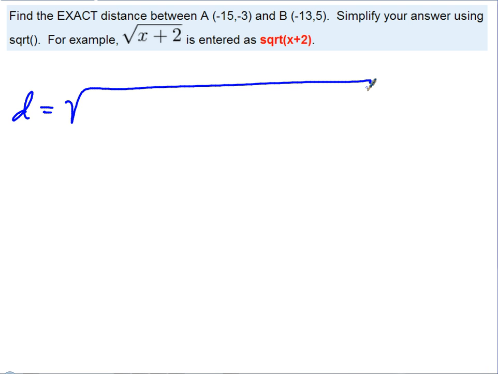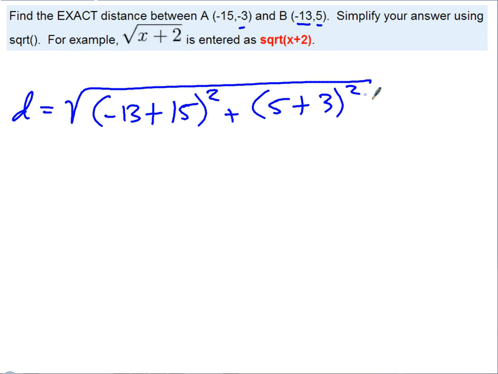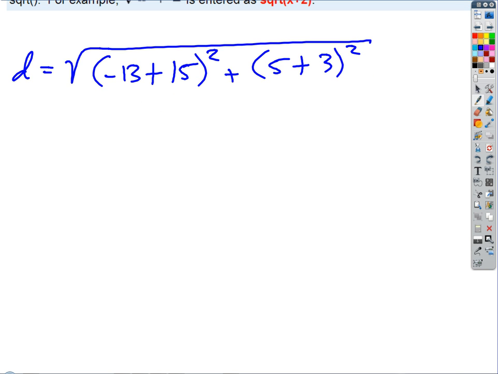What numbers? -13. Okay, so negative 13 minus negative 15, right, plus 15, squared. Plus, what's the other quantity? Okay, 5 minus negative 3, so 5 plus 3 squared. And let's go ahead and skip a step here. Let's find out what these numbers are, and we'll square them while we're at it. What's negative 13 plus 15? 2. If I square that, I get 4.